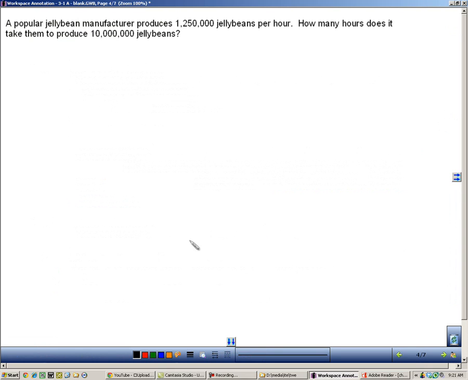Here's an example problem for us to solve. A popular jelly bean manufacturer produces 1,250,000 jelly beans per hour. How many hours does it take them to produce 10 million jelly beans? Well, I want to examine this idea of 1,250,000 jelly beans per hour. If it takes 1 hour to make that many jelly beans, think about how many jelly beans it would make in 2 hours. Well, you just take this number and you do it twice. You'd multiply it by 2, which is why this word per is interesting. When you see per, a lot of times it's going to mean multiply.